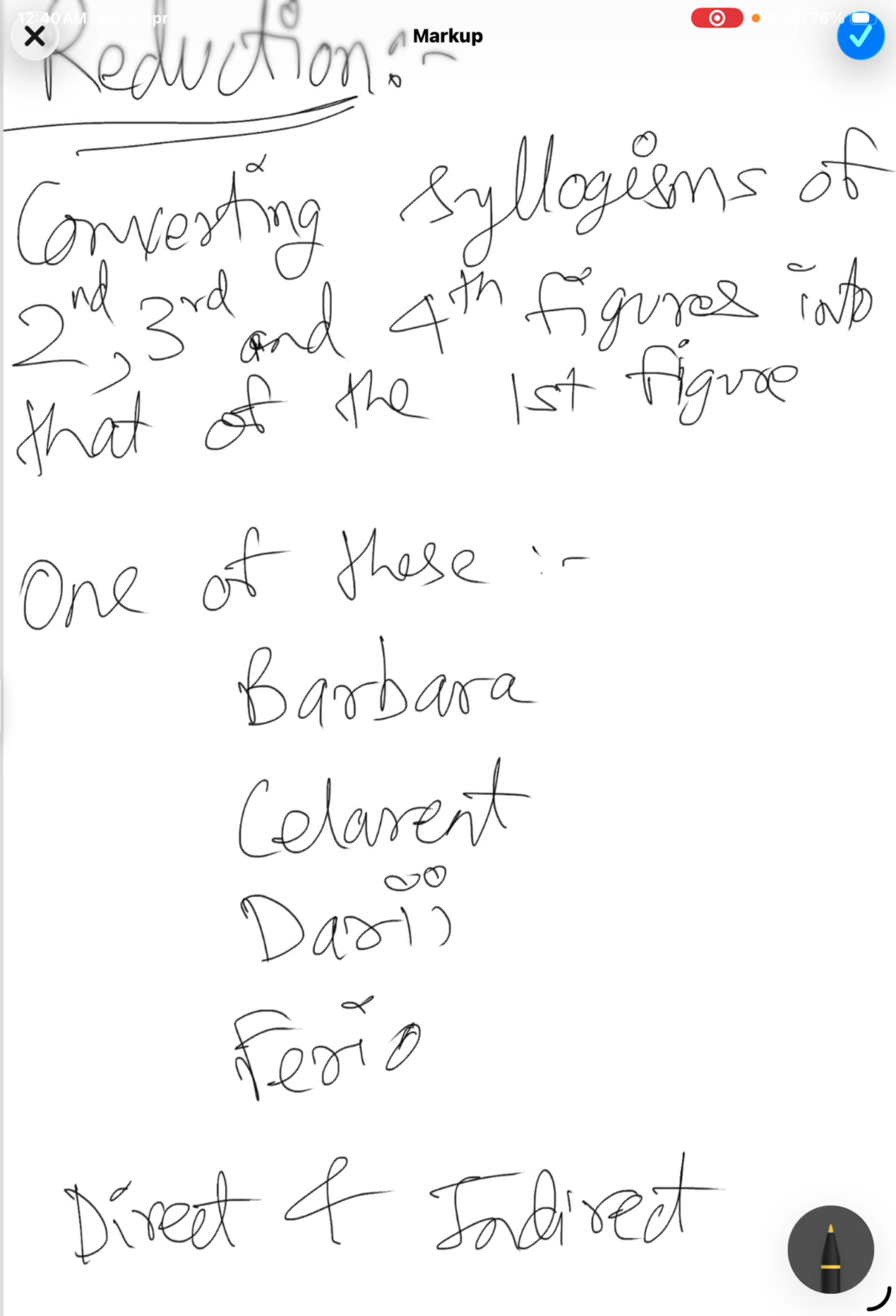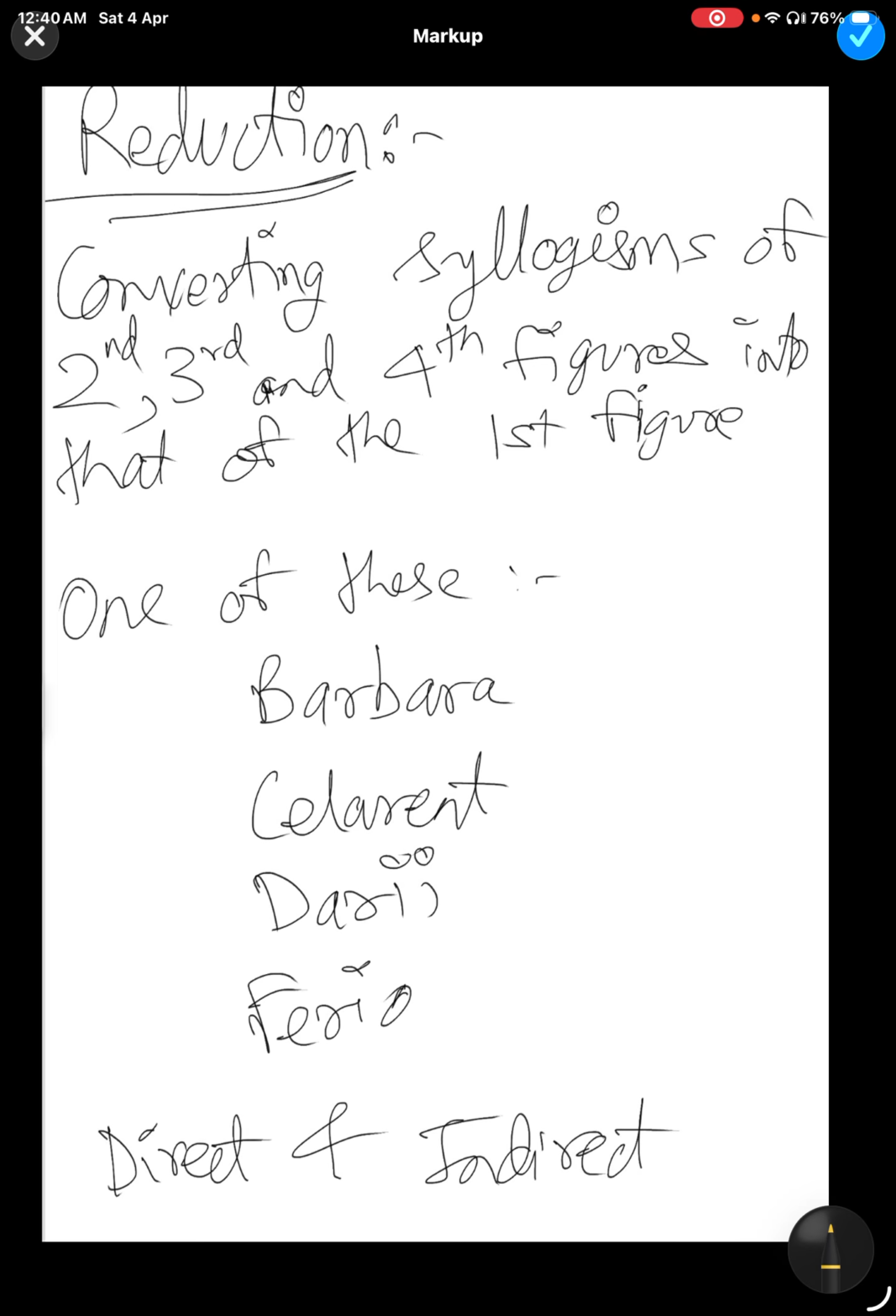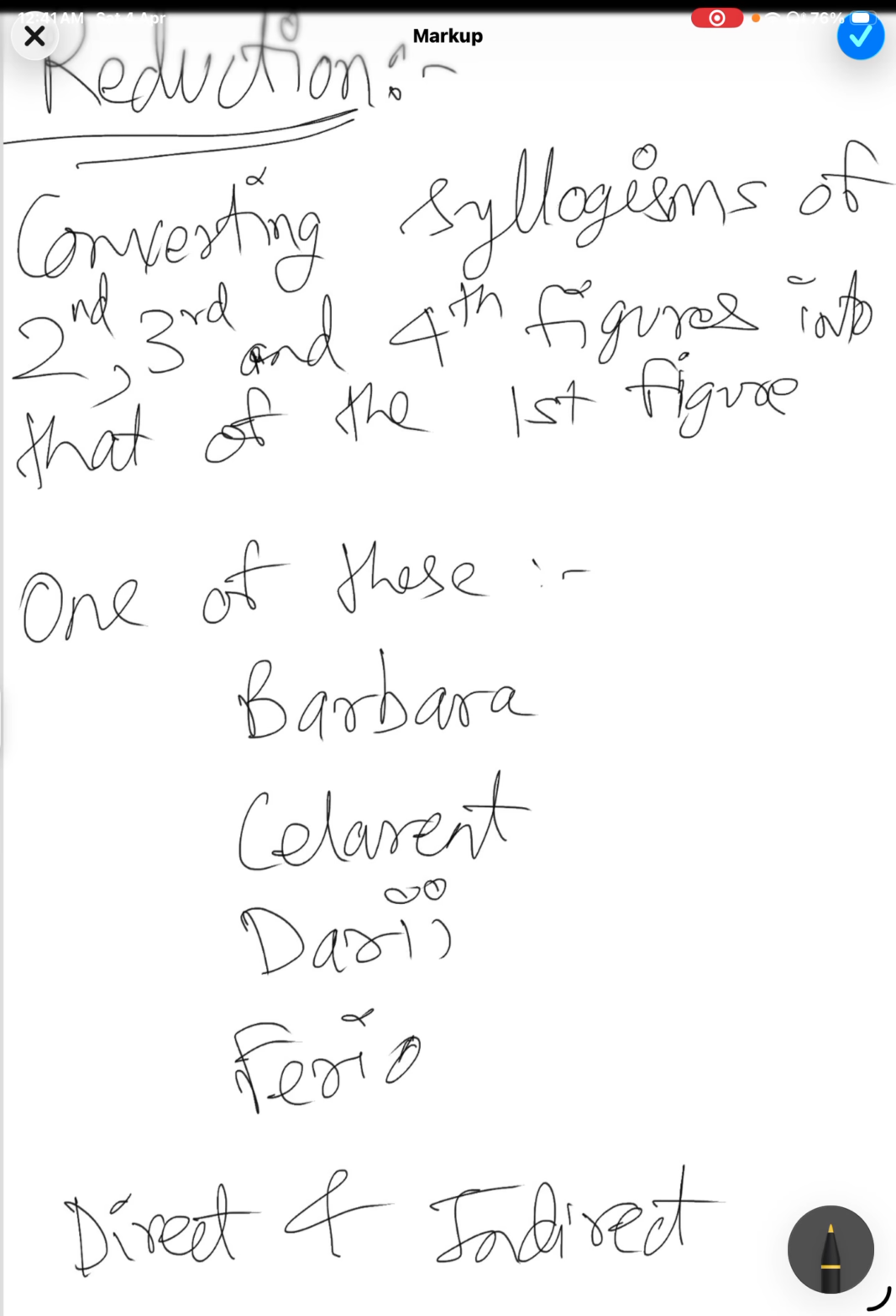Now, we're going to do the last part, which is reduction. Okay. Now, what is reduction? Reduction is converting the syllogisms of the second, third, and fourth figure into the first figure. Okay, now why is this done? There are a lot of reasons, but mainly Aristotle considered the first figure to be the valid and perfect version, and he showed that the syllogisms of all the other figures can be converted into the first figure. That process is called reduction.